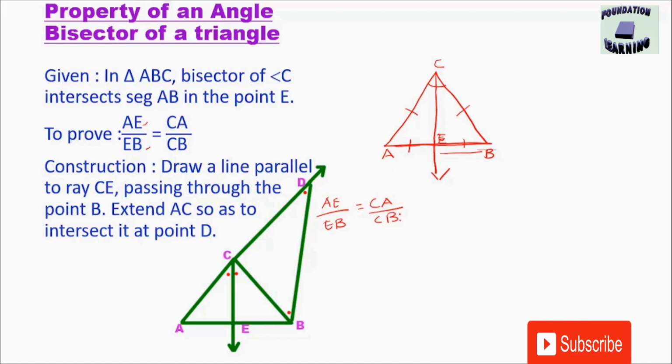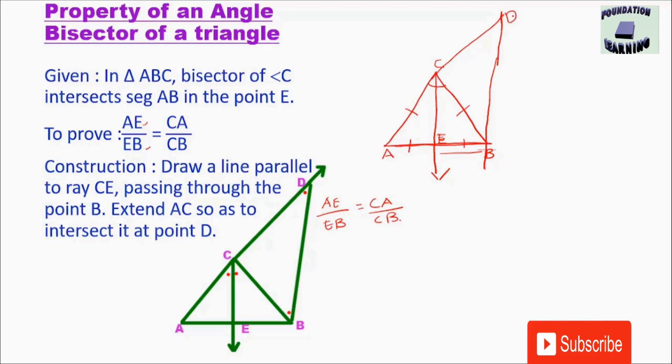Okay, in order to prove this, we are going to draw a line parallel to ray CE. Now, where is CE? C is here, so we have to draw a parallel line which is going to pass through B. And we have to extend AC a little bit so that it meets at a point which we will name D.